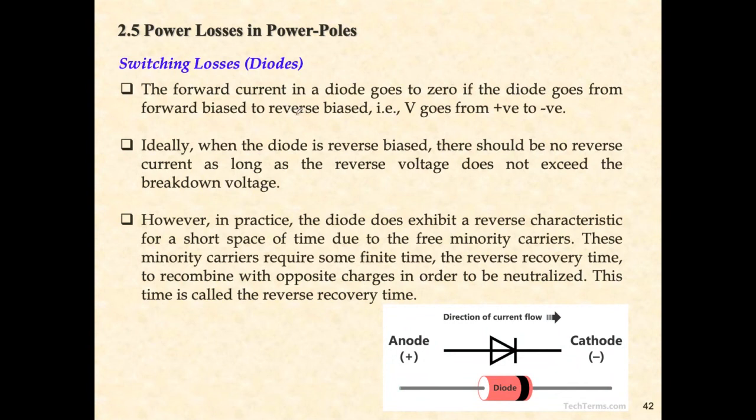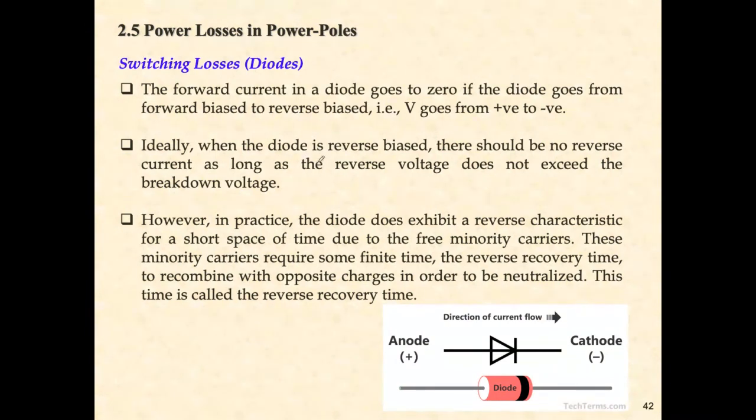So actually, the diode is also under switching, right? So from forward bias to reverse bias or vice versa. So this kind of switching actually also induces losses in diodes. Okay, so that's the ideal case.